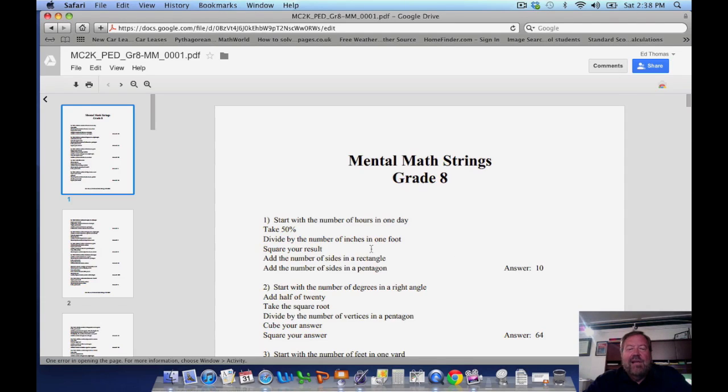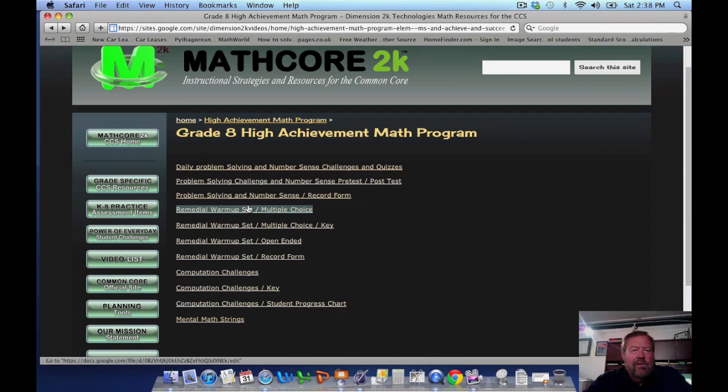But this is really nice also. This is a nice ticket out the door. It keeps the kids sharp because they have to use mental math, plus the vocabulary in here is amazing. They have to listen to the vocabulary and extract the numbers. And if you're wondering, what we like to do is preview the information that's in the mental math string before we actually give the challenge to the kids, and that way we have more kids be successful. I'm going to click back, and all the mental math strings are available for all the grade levels right there in the Power of Everyday button.